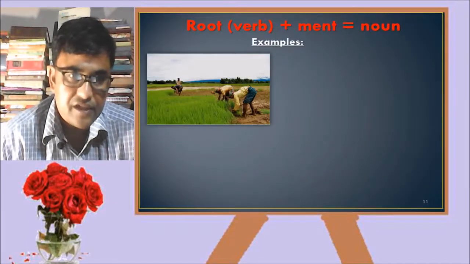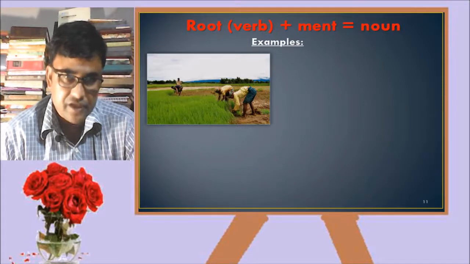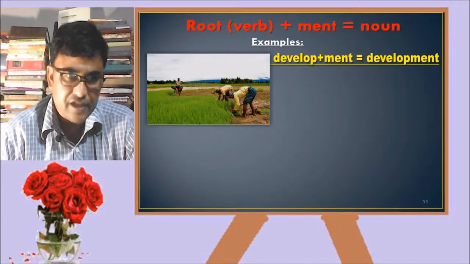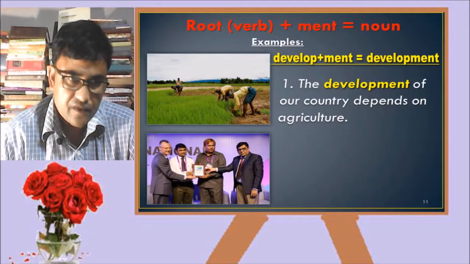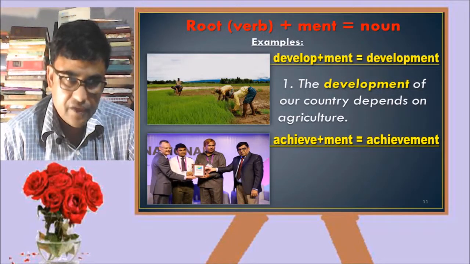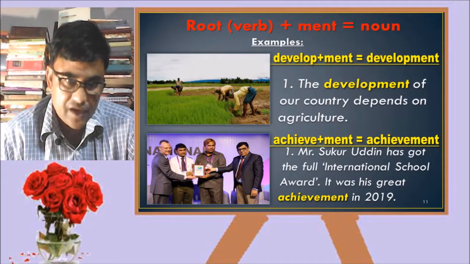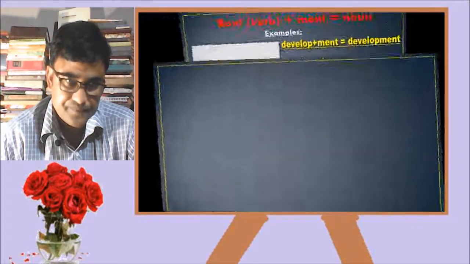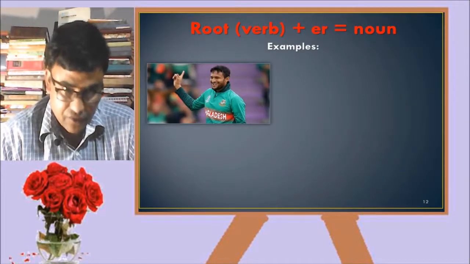Root plus ment equals noun. For example, first look at the picture and think about it. Develop plus ment equals development. The development of our country depends on agriculture. Achieve plus ment equals achievement. Mr. Sukur Uddin has got the full international school award. It was his great achievement in 2019.